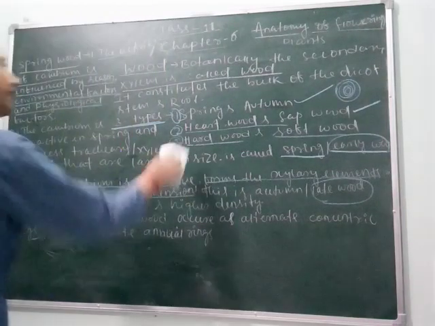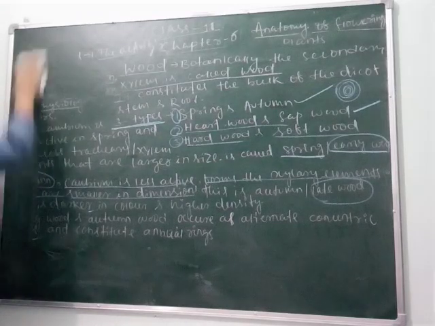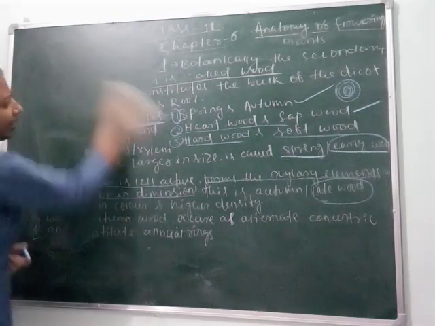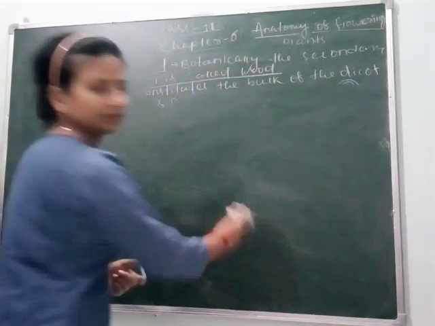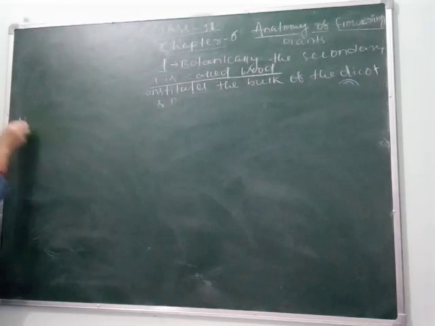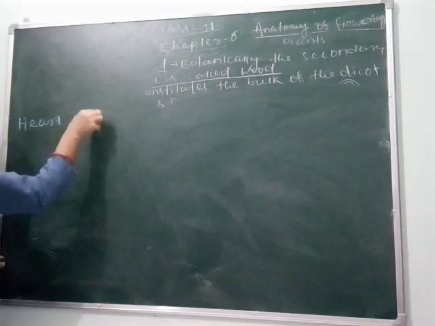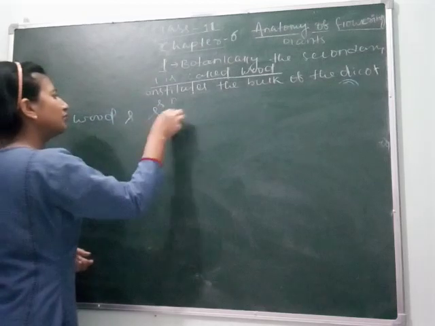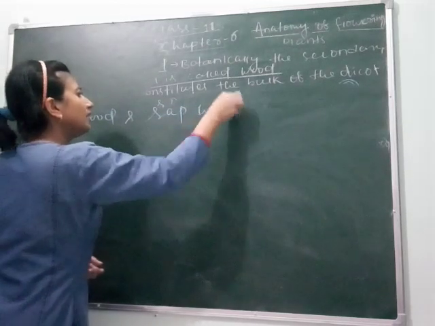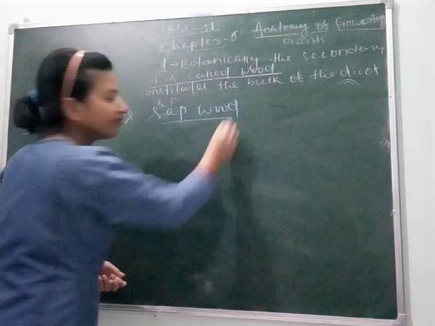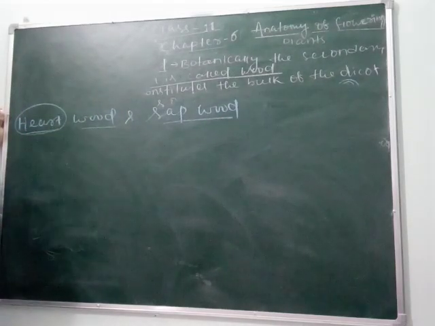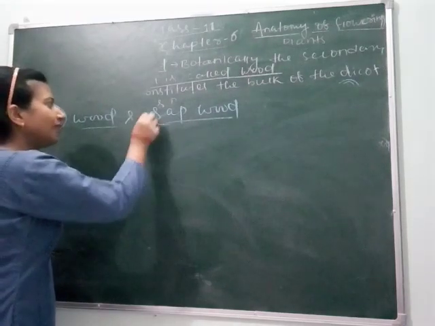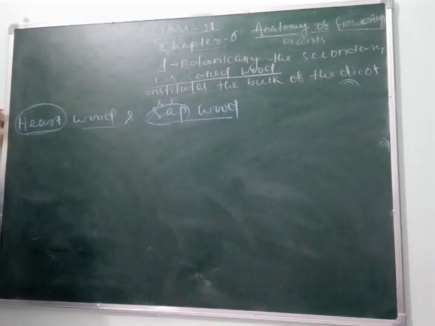Next, the second type of wood is hardwood and sapwood. Let's see what is hardwood and sapwood. In common, you can understand that when I say hardwood, it is present in the center, and when I say sapwood, it is present away from the center, means in the top of the plant.